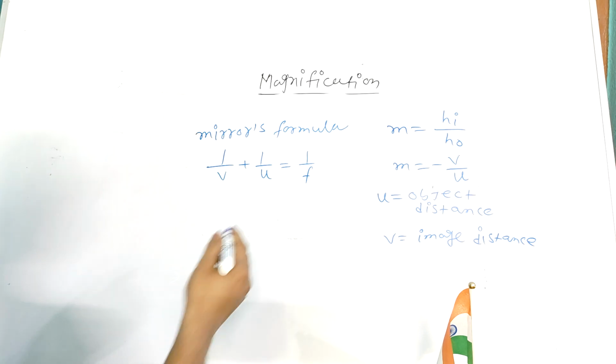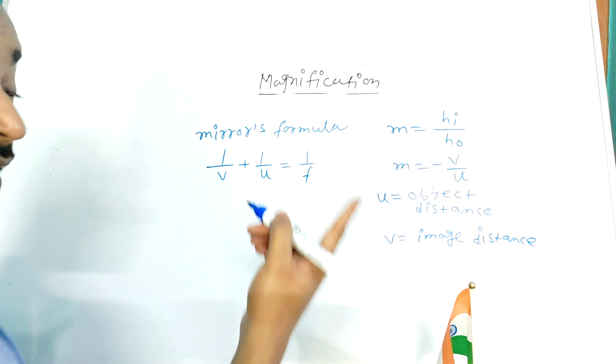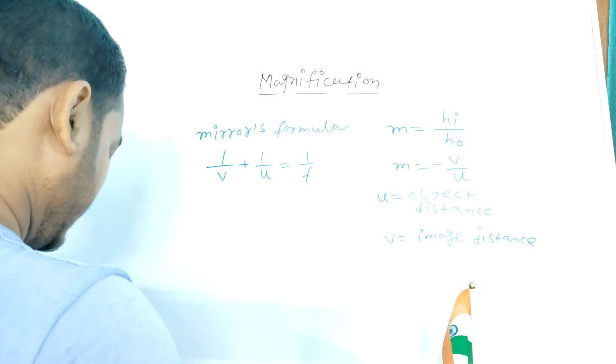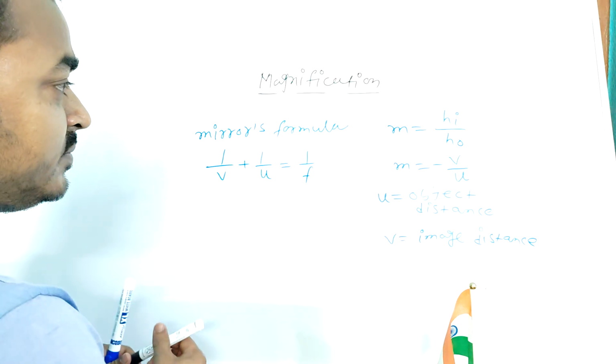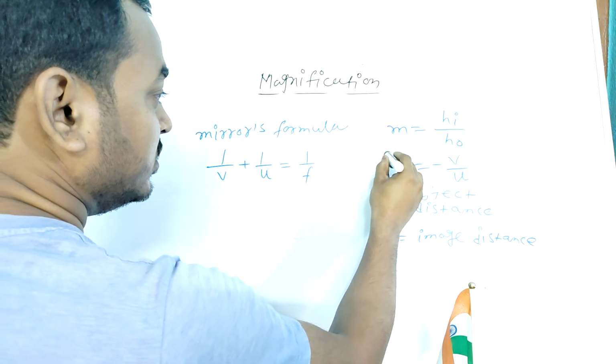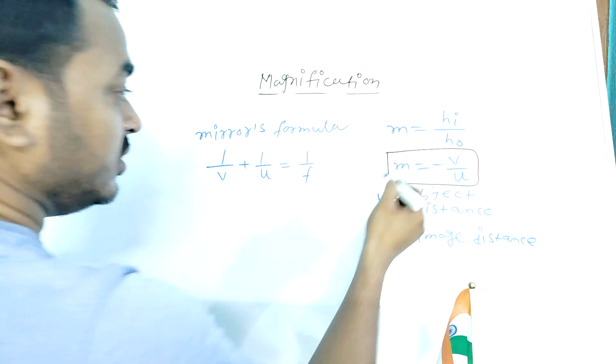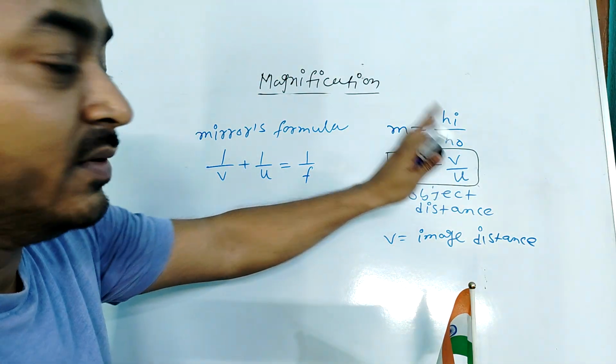Okay. So 1 by v plus 1 by u is equal to 1 by f. Now see, this is the magnification formula, M. You have to use this one: M equals minus v by u.